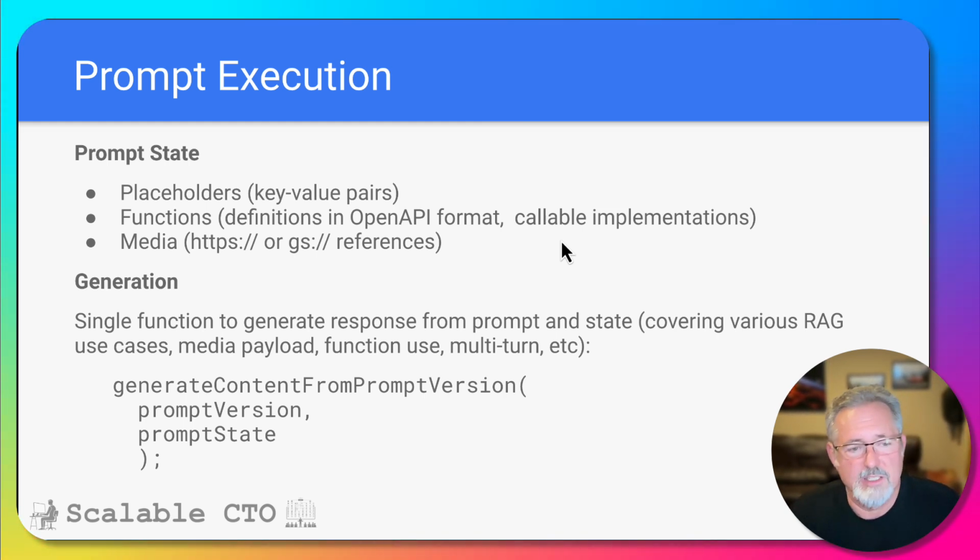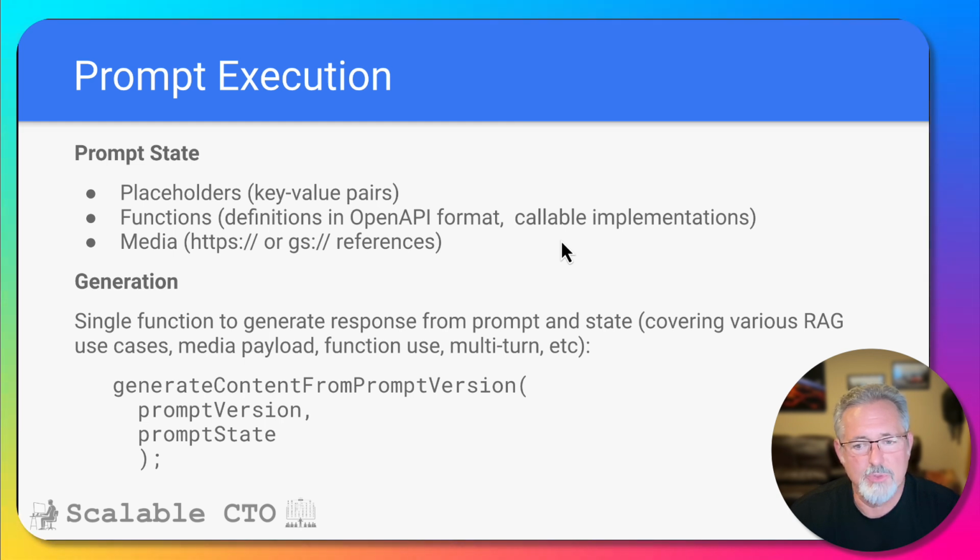And then any media that the prompt uses. So the prompts can process media, they can process images or videos. So you can give it an HTTPS or a direct Google reference to one of those files. And then we actually call a single function to generate our response from our prompt and our state. And that covers every use case.